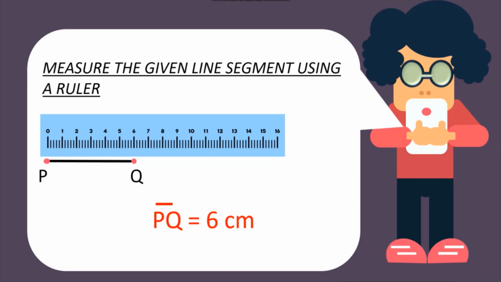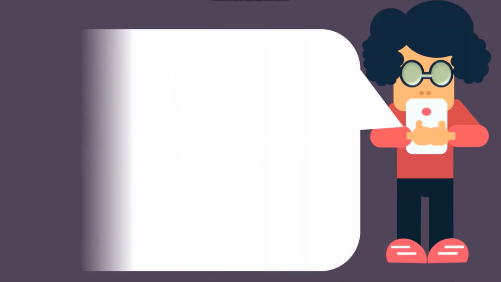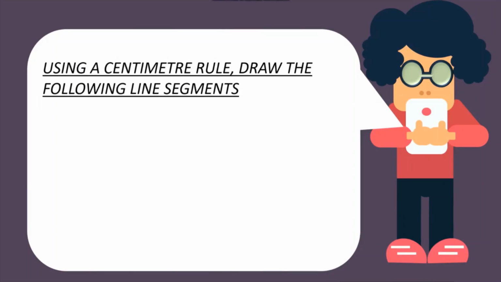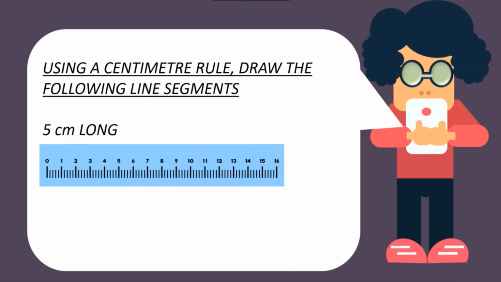I hope it is clear, children. Now, we will learn to draw the line segments. So, first we are going to draw a line segment of 5 centimeters. Take your ruler. Place it on the paper. Mark point A at the 0 mark of the scale. Since we have to draw a line of 5 centimeters, so mark another point B at 5 centimeters on the scale. Now join both the points. So we get a line segment AB which measures 5 centimeters.